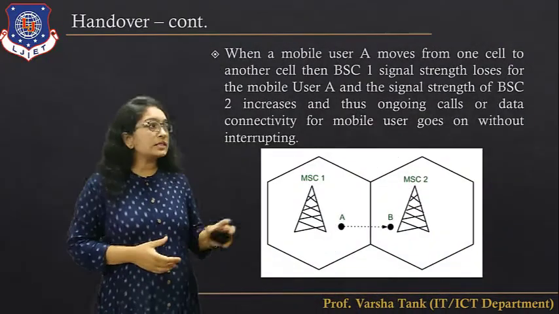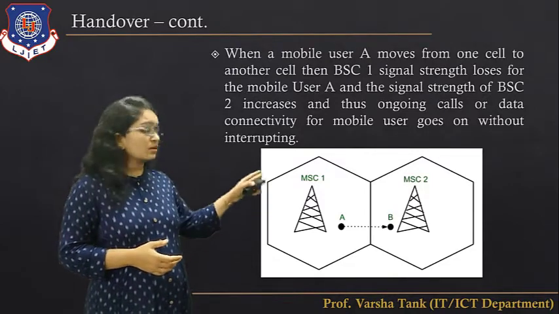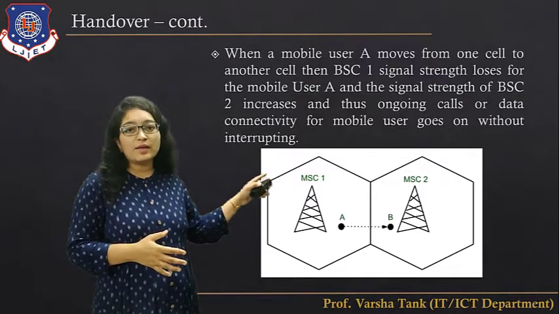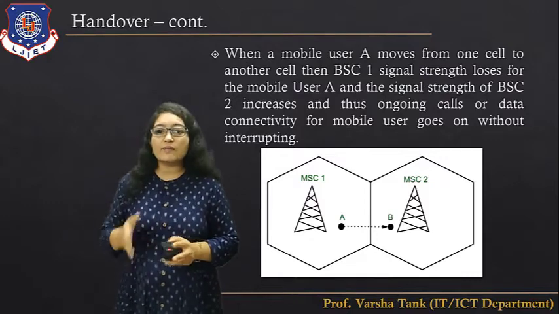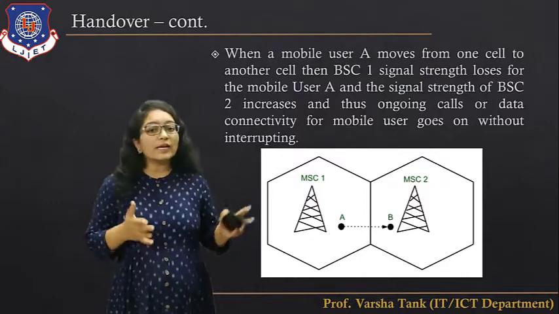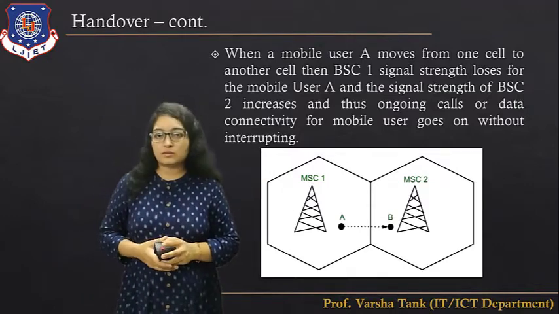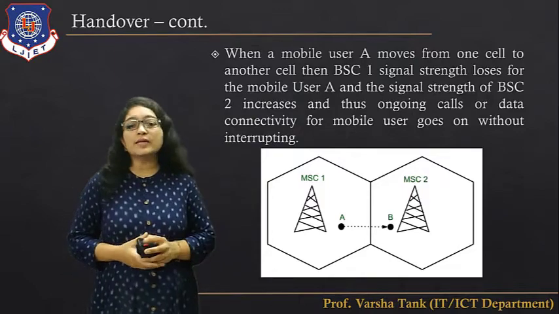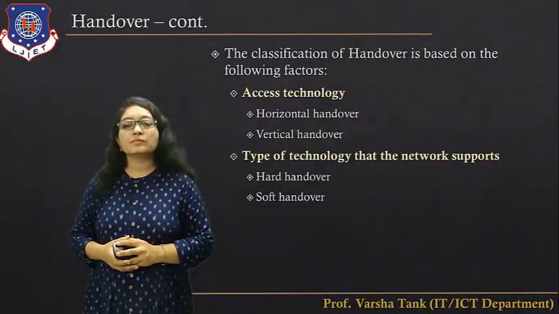Here you can see these are the two cells. This mobile station is in this particular cell where MSC1 is, and now it is moving into the other cell area where MSC2 is. A continuous signal should be provided when the mobile station moves from one cell area to the other cell area. This process is known as the handover. Got it?